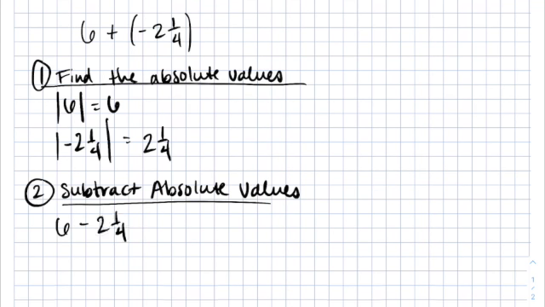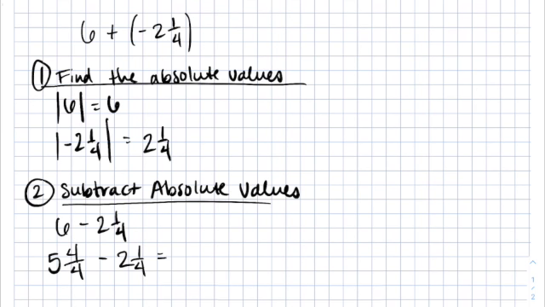But we can't subtract it like that. We need to change 6 so that we can subtract 1/4 from it. So we're going to borrow 1 from 6, make it 5. And then we're going to make it 4/4, because that way we can subtract 1/4, because it's the lowest common denominator, as 1/4. So 5 and 4/4 minus 2 and 1/4.